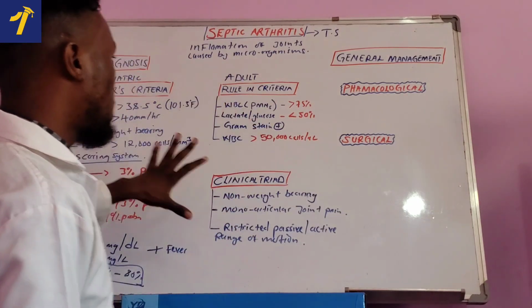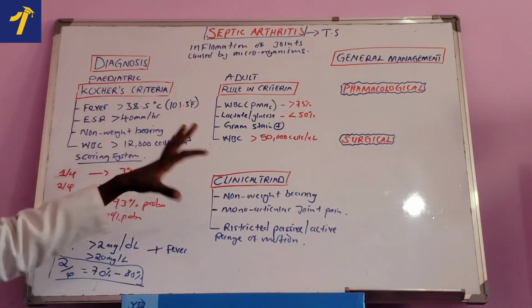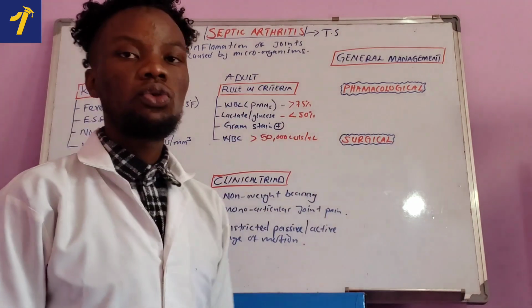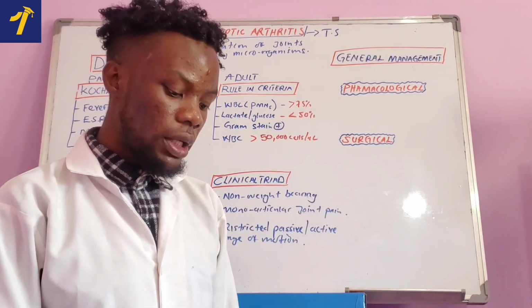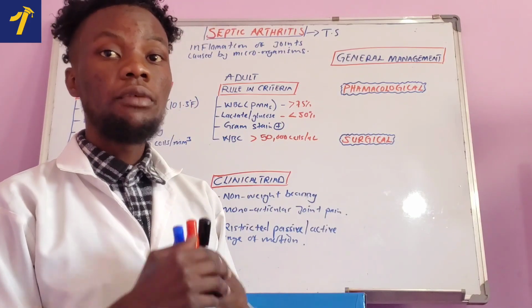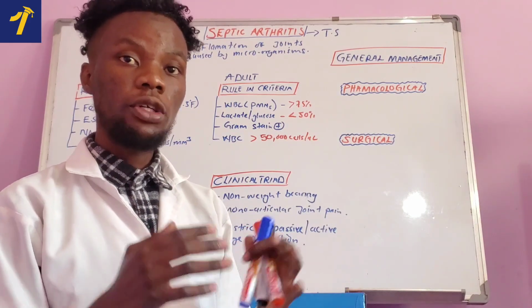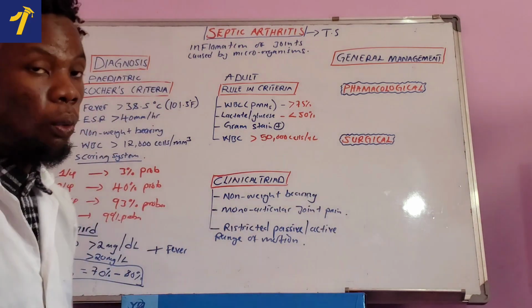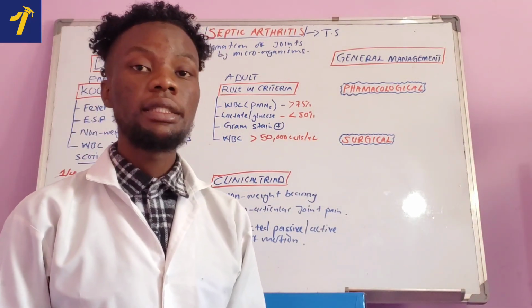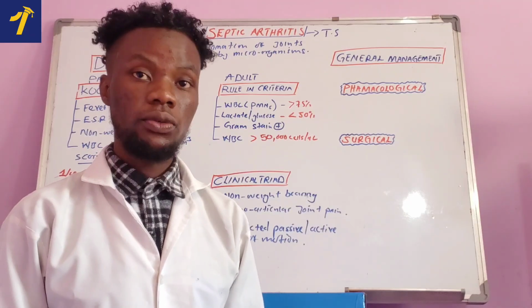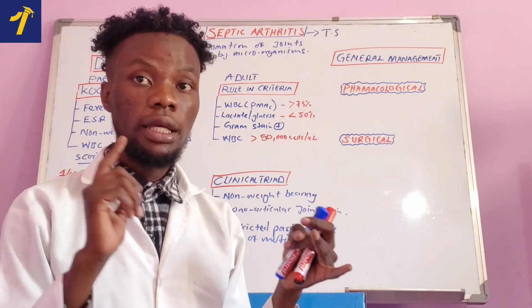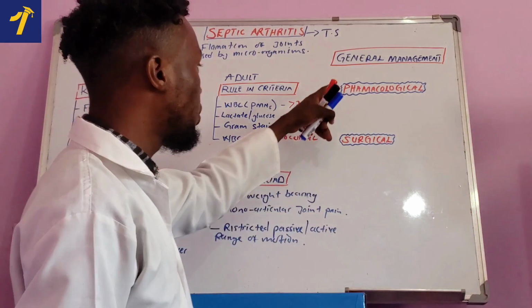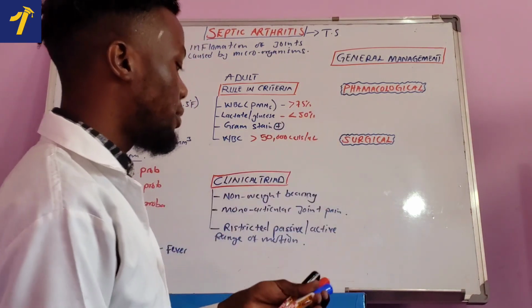So if someone comes in, you suspect, you now diagnose septic arthritis using either criteria here. Now what are you supposed to do first? The rule is first admit those patients. Make sure that you admit the patient with suspicion of septic arthritis. Why? Because septic arthritis is an orthopedic emergency. So make sure that you admit that patient and stabilize. That is the first initial management. So before you do all this, first of all, you admit the patient.